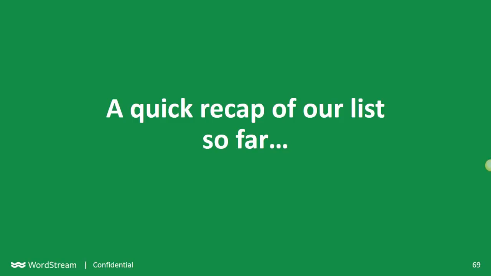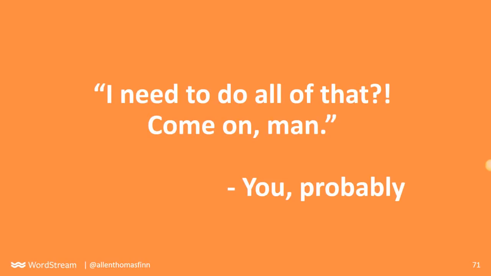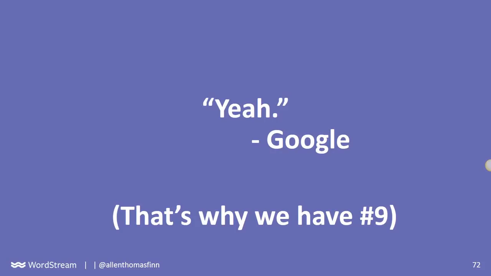So just to recap the 8 things that we've talked about so far, some of the ways to stay successful in Google Ads are to discover instances of wasted spend throughout your campaigns, to review account activity to make sure that the actions you're taking are actually providing value, to drill down to the device level and make sure that you're optimizing your ads, your extensions, and your bids based on mobile and desktop traffic, to optimize your text ads, your quality scores, your click-through rates, your keywords, and impression share. And that's a lot. That's a full week of work for somebody. And yeah, you have to do that.